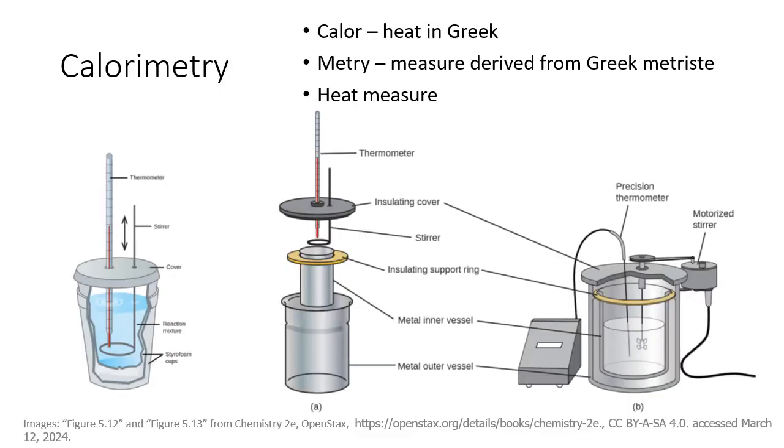So what is calorimetry? Calorimetry, as a word, is derived from the Greek words calor and metris, which mean heat and measure, respectively. So calorimetry is literally heat measure. We're measuring heat, the way that it moves in a system. So the device we use for this is called a calorimeter. The two calorimeters given in the book are the coffee cup calorimeter on the left-hand side here, and the bomb calorimeter on the right-hand side.